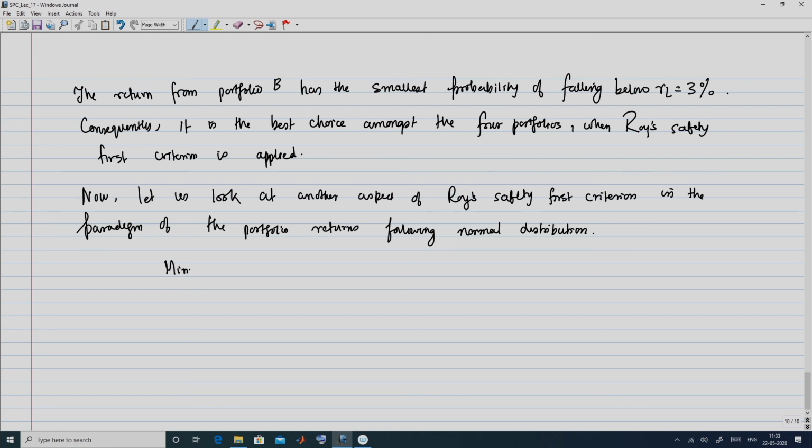So, accordingly, we will have to minimize the probability. I start off from where I left off earlier, that the problem reduces to minimization of the probability of Z_p being less than (R_L minus E(R_p)) over sigma_p, on the assumption that R_p follows a normal distribution, and this is equal to minimizing (R_L minus E(R_p)) over sigma_p.